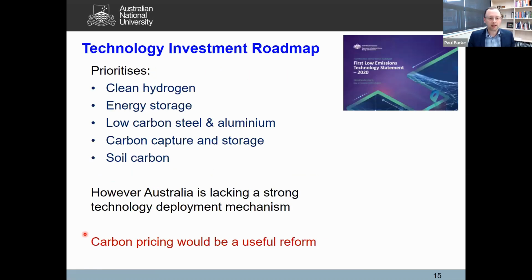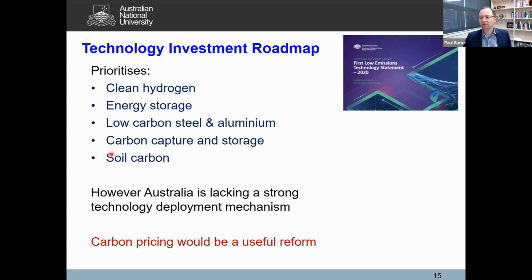Over the last little while, just recent weeks, the government has introduced its technology investment roadmap, the first statement. They're going to make a statement every year. This statement does some good things. It prioritizes some promising things like clean hydrogen, energy storage. Energy storage will have to be a key part of our future electricity system and energy system. Also prioritizing low carbon steel and aluminium, carbon capture and storage, and soil carbon.